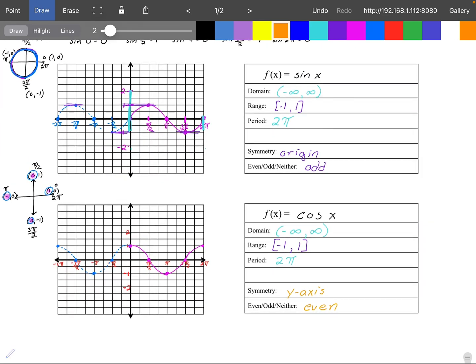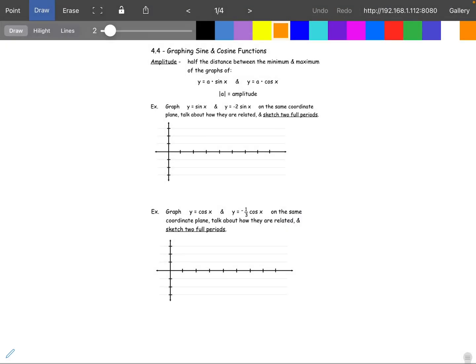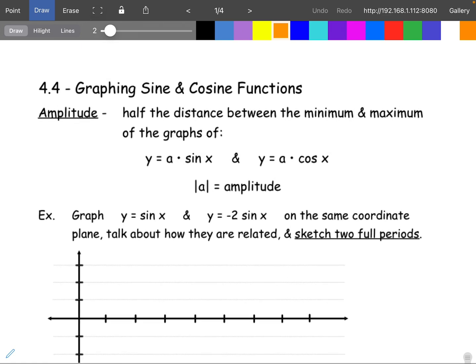So now we want to go through and we want to figure out how do we do our transformations for this. So let's go into our notes here. And there are several transformations that we're going to have, and they actually work very similar to other transformations we've had before for other functions. However, we call these things different names. Instead of having a vertical stretch or shrink, we say that we have an amplitude. Now, this is important. Pay attention.